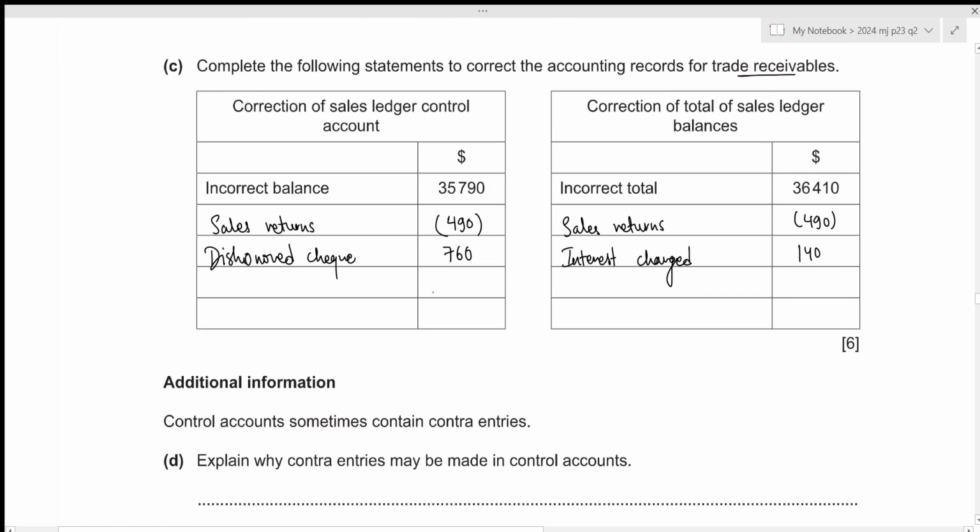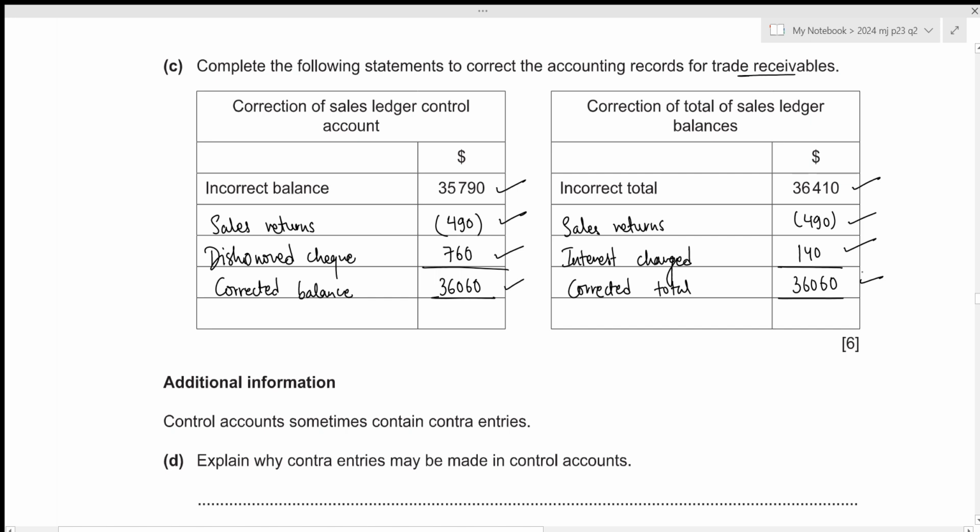Let's repeat the same process here as well. For the sales ledger control account, we will get the corrected balance, and that will be 35,790 minus 490 plus 760, which results in 36,060. We repeat the same process for the sales ledger balances as well, where we will calculate the corrected total. That will be 36,410 minus 490 plus 140, which results in 36,060. In this case as well, the corrected balance for the sales ledger control account is equal to the corrected total of sales ledger balances, which means that we have adjusted all of our errors correctly.